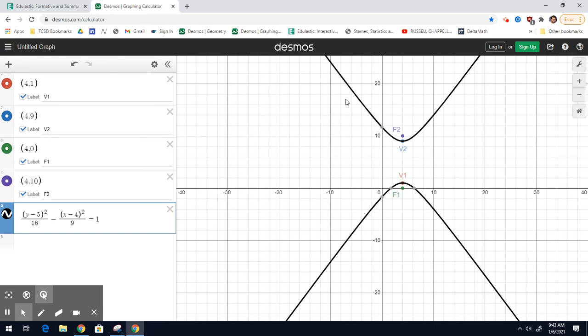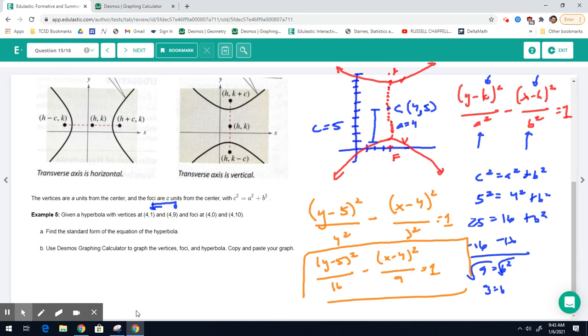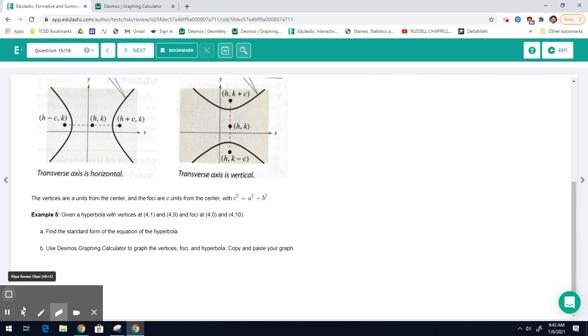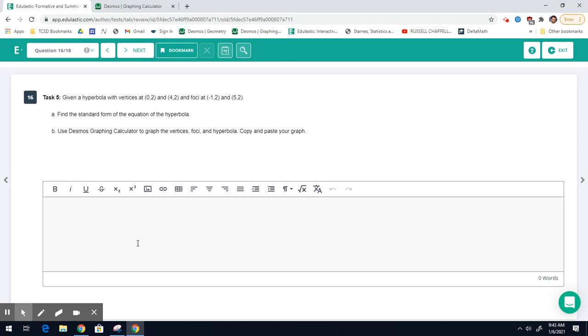Again, copy and paste that graph on your problem. Remember, when you do task 5, almost done, copy and paste it down here. And again, type out your work as you see fit. Okay, great. Task 5. One more task to go.